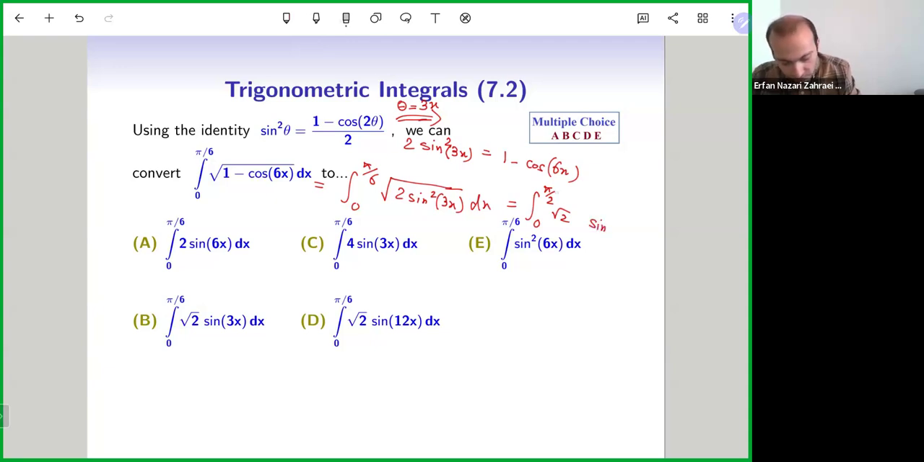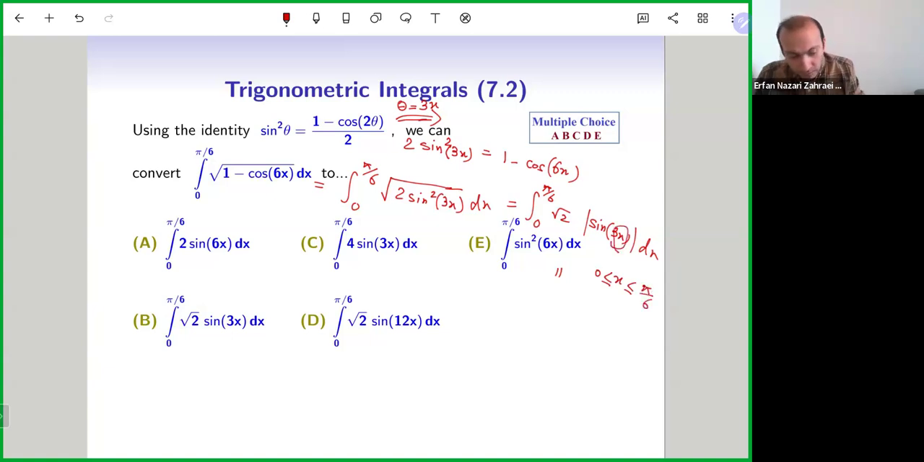By the way, this is a typo. It's pi over 6. That's absolute value sine. Root of something squared is the absolute value of that thing. And by a simple argument for x between 0 and pi over 6, that's the argument that I want to do. X is between 0 and pi over 6.